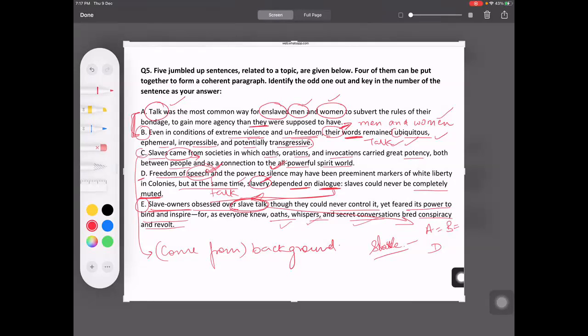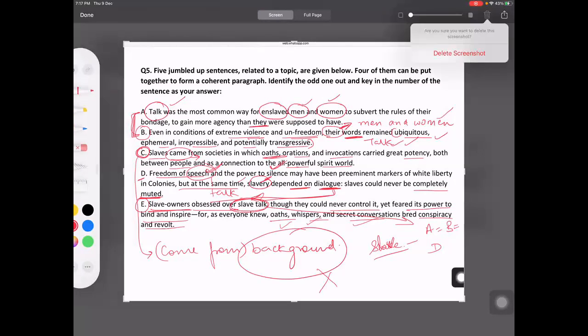So in the C option, they were talking about the oaths, that they come from this background. So we don't need any background information. We need how the slave talk is done and what things they are dependent on. So the answer will be C, because some of the words are missing, especially the talk they are talking about. All right. Is it clear, Shreya?